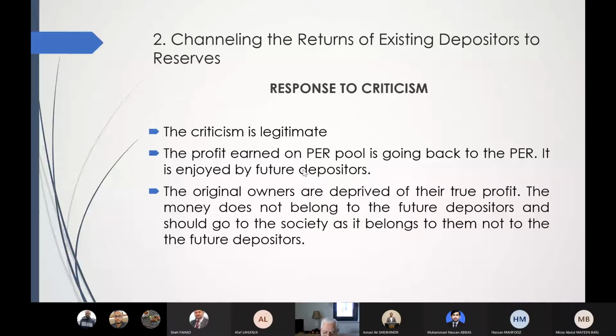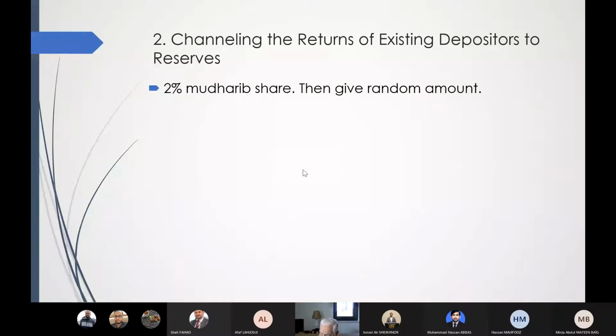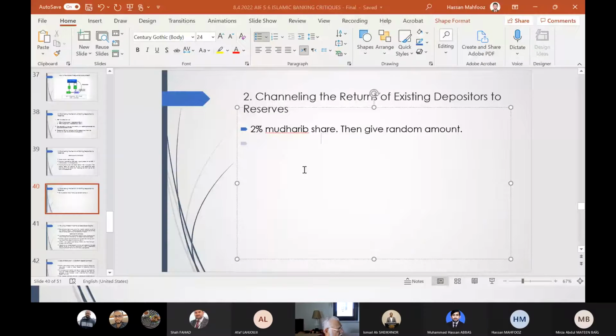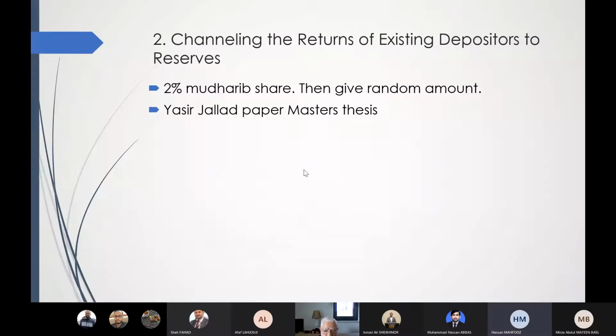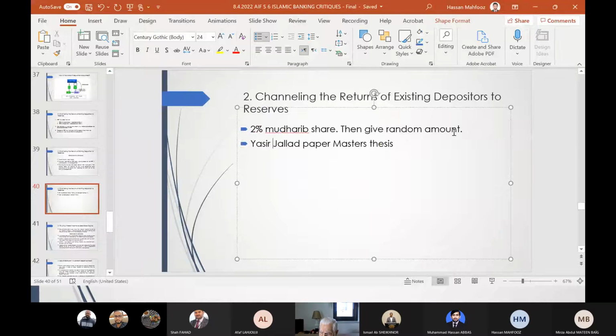Okay. The writer of it is family name Jallad, something Jallad. What's his first name? Yasir. Yeah, his first name is Yasir. Yasir Jallad. Okay. Master thesis in the year maybe 2016 or 15, 16 or 17.